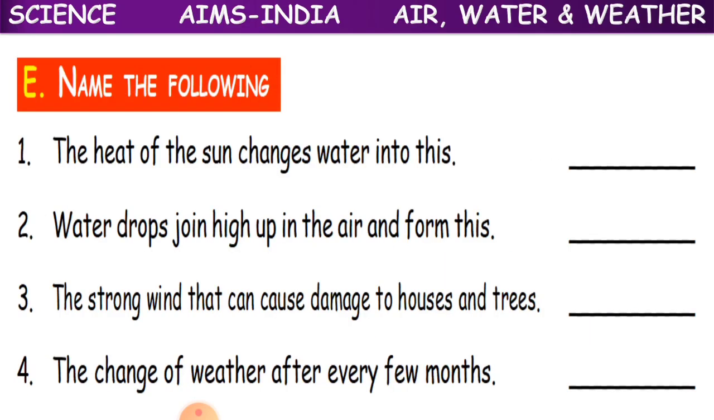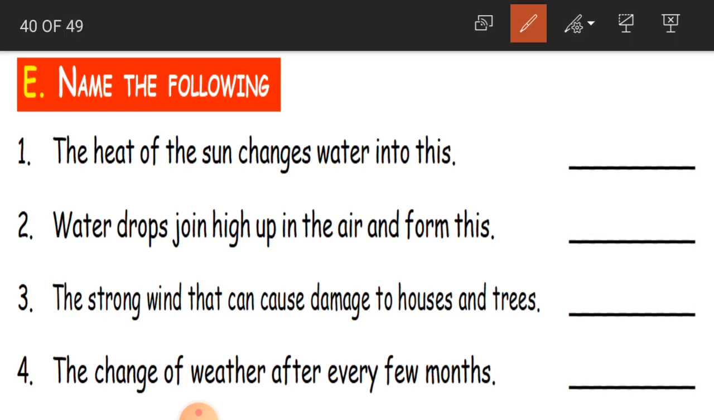Now here, we have to name the following. The first one is, the heat of the sun changes water into this. The heat of the sun changes water into this. What? It is water vapor.